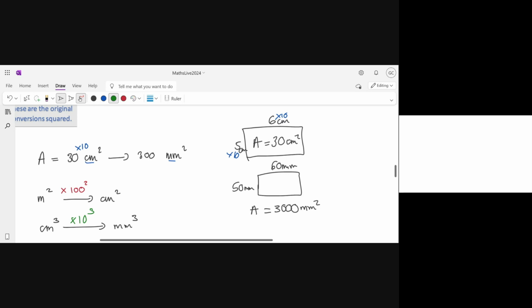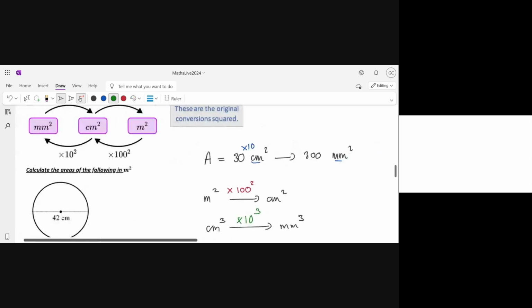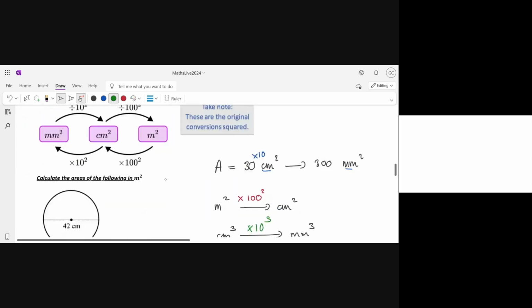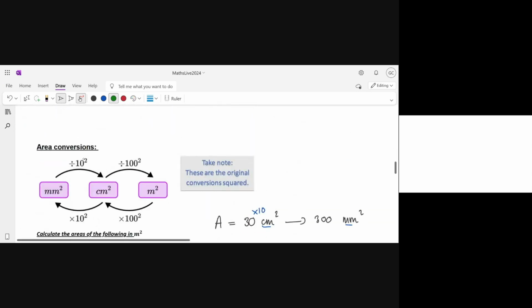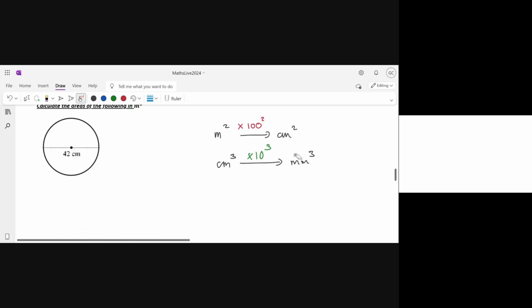Okay. All right, let's look at a question. Let us look at a question. Oh, I'll give you guys a chance to take a screenshot of this area conversions, because it's quite important. I just needed the explanation. Okay, take a screenshot. Very, very quickly. 5, 4, 3, 2, 1. Okay, let's go. Okay, let's look at the next question.